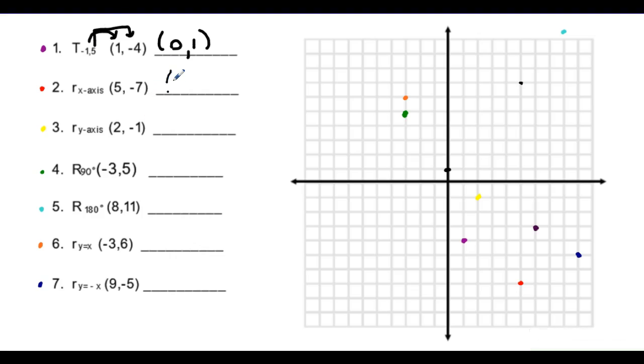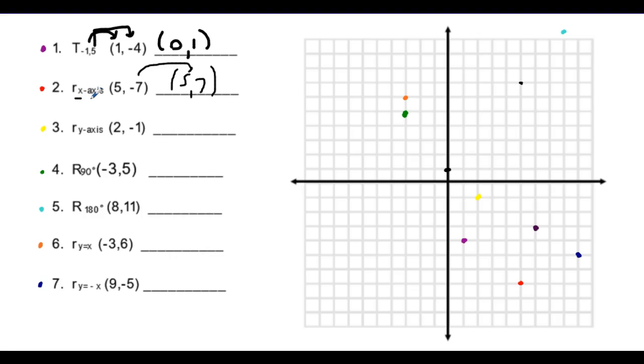So let's write that down. That's the point (5, +7). And if you compare the before and after, the only thing that's changed from here to here is the y value. When we reflect in the x-axis, just the y value changes its sign.